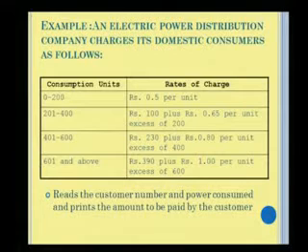And if it is 601 and above condition, then what happens? You have to pay rupees 390 plus 1 rupee per unit excess of 600. These are not including the extra charges of handling and everything. What we are doing, we are just calculating the basics of rupees per unit. Then read the customer number and the power consumed and print the amount to be paid by the customer.